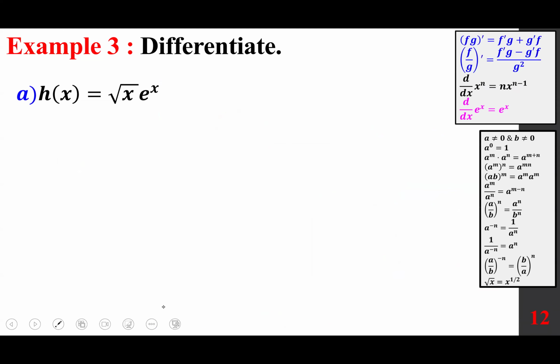Now we want to differentiate h of x, which is square root of x, e to the power of x. First and foremost, in order to take care of this, square root of x is x to the power of 1/2. We put it in this format for the sake of differentiation, and for that, being able to use the power rule. Also notice I can put a raised dot in between, and it's the product of f and g, where f is x to the power of 1/2 and g is e to the power of x, and we are going to use the product rule for differentiation on that.